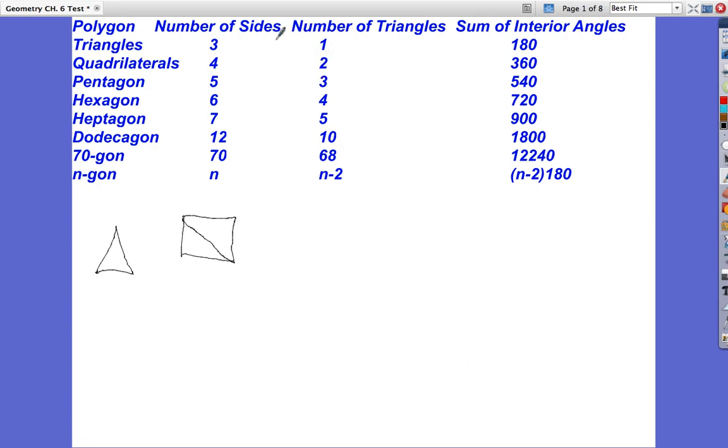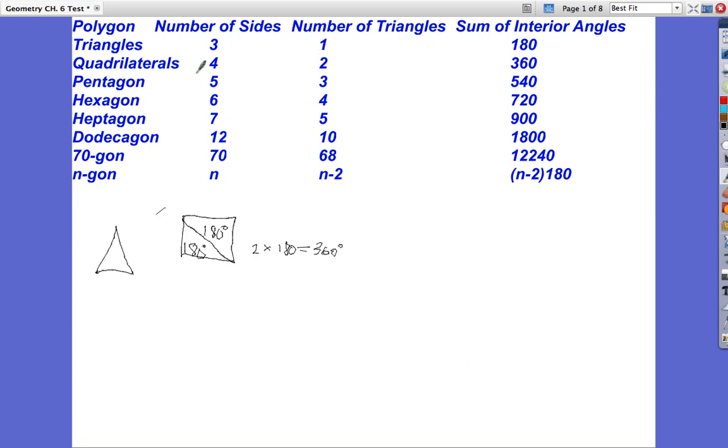The triangle, since there were no diagonals, the number of triangles is 1, and the sum of interior angles is 180. The quadrilateral has 4 sides, 2 triangles are formed, and the sum of the interior angles is 360. Because 2 triangles were formed, this triangle is 180 degrees sum. This one is 180 degrees sum. So 2 times 180 equals 360. Hence, this is why it says 360 here.